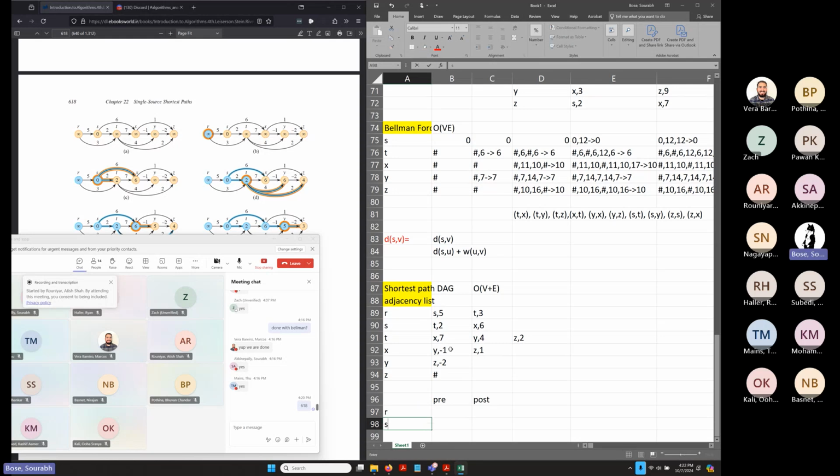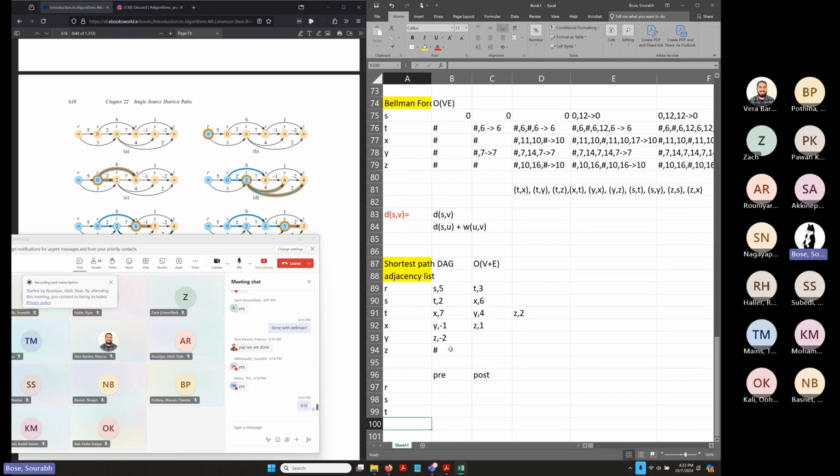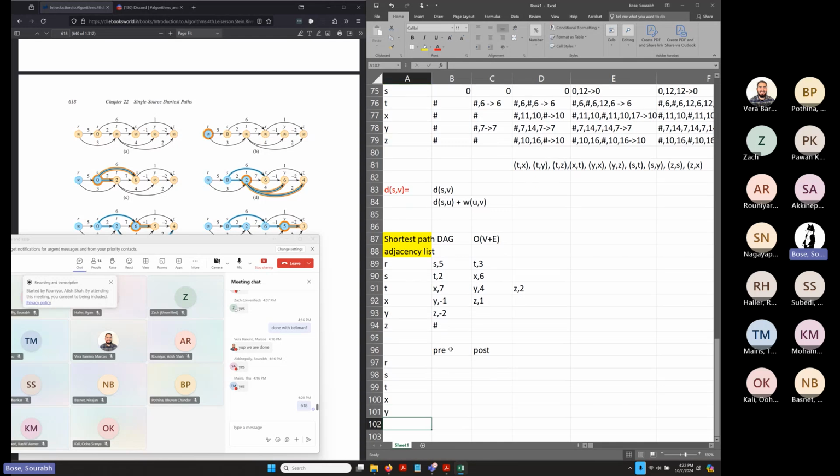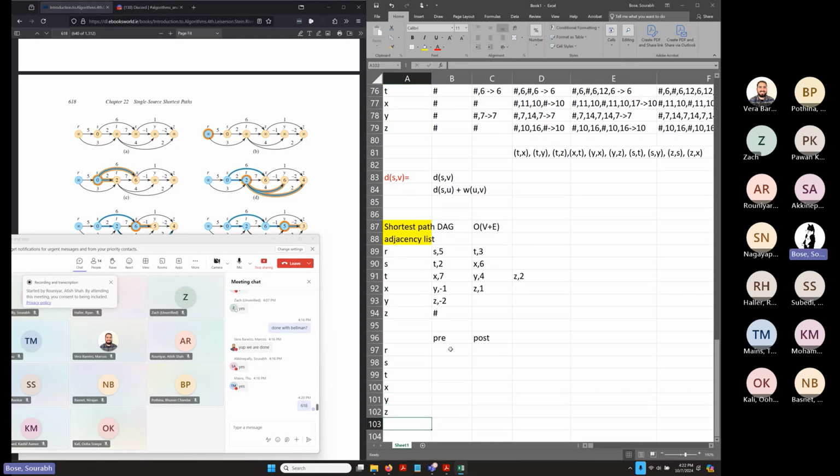R, S, T, X, Y, Z, or work them out with me. S starts at, hey, did we start our pre-visit, post-visit at 1 or 0 in our class examples? Sure, not from 1.